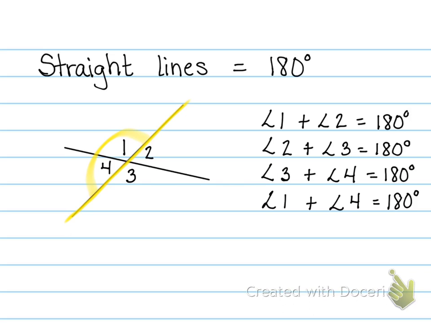So for example, if I had something like this, and I knew this one was, let's say, 110, then I would be able to know what this one is, because together they make a straight angle. So 110 from 180 gives me 70. So that means this one would be 70 degrees.